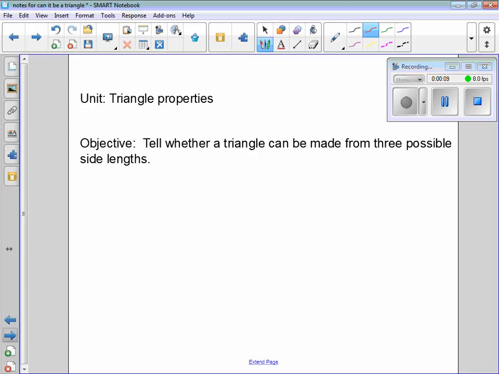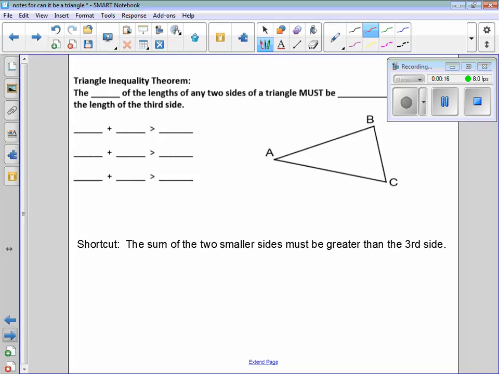This video will be on the unit triangle properties. The objective is to tell whether a triangle can be made from the three possible side lengths. So we use the triangle inequality theorem here.